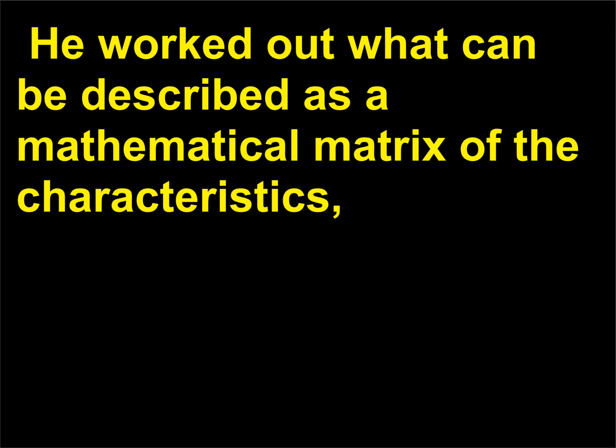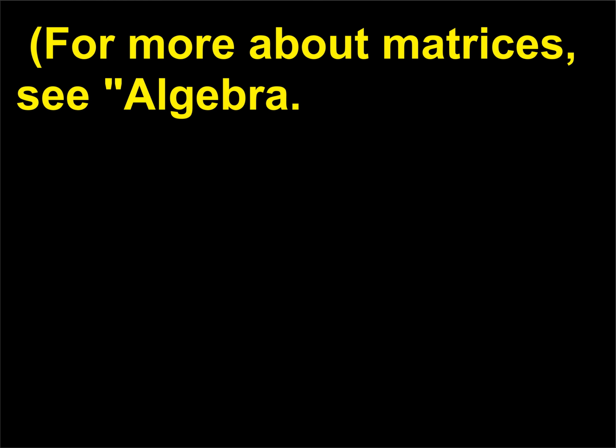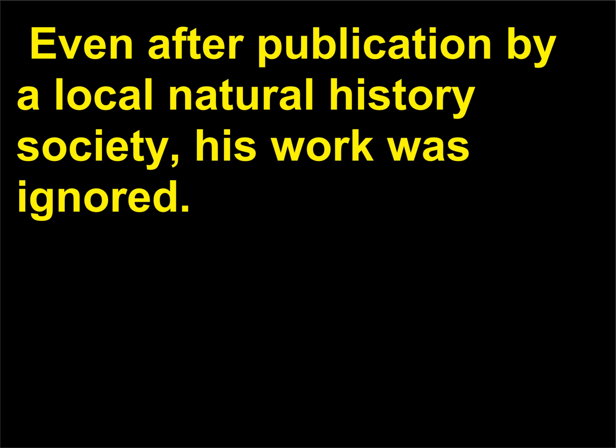He worked out what can be described as a mathematical matrix of the characteristics, thus determining what characteristics were dominant and recessive in the plants. For more about matrices, see algebra. But Mendel had a hard time getting his results published. Even after publication by a local natural history society, his work was ignored.